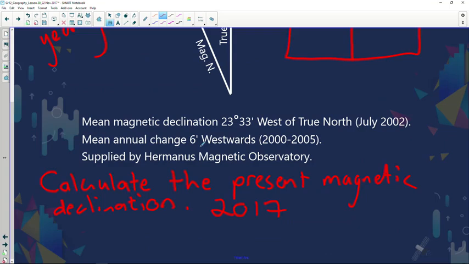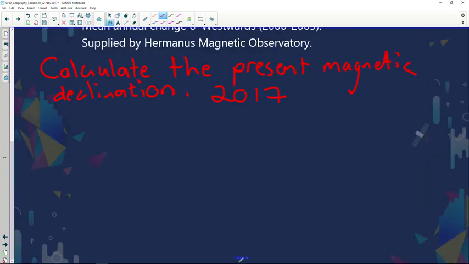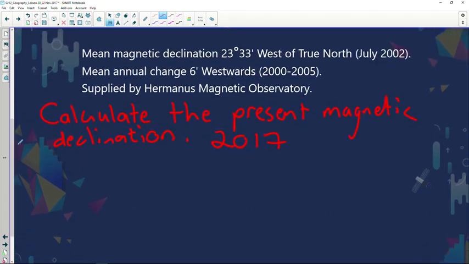Now we've seen that it's moved 6 minutes west. So let's continue doing the calculation. What is the mean magnetic declination? It's 23 degrees, 33 minutes. And when they did the magnetic declination, it was in the year 2002, July 2002. The annual change means every single year it moves 6 minutes west. So we want to calculate the present magnetic declination.